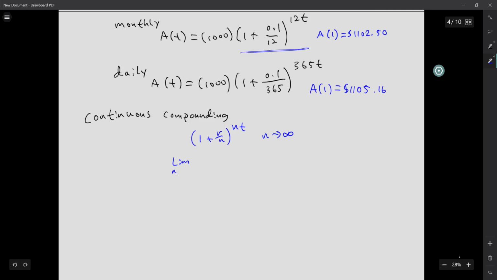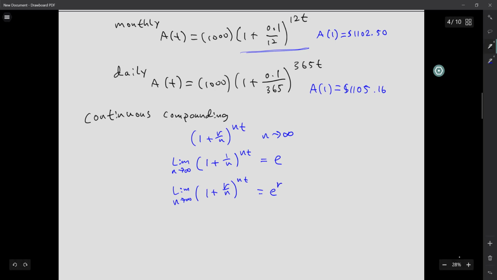calculus. So the limit as n goes to infinity of 1 plus 1 over n to the nt is equal to e. Well, it just works out that if I have an r in there, the limit as n goes to infinity of 1 plus r over n to the nt will be equal to e to the r.